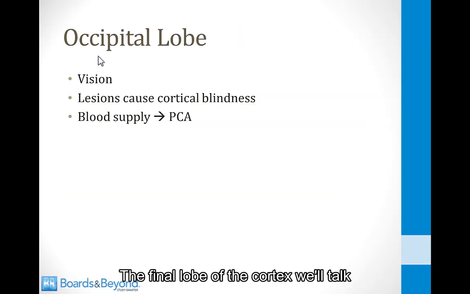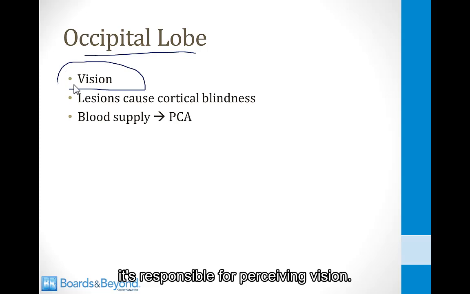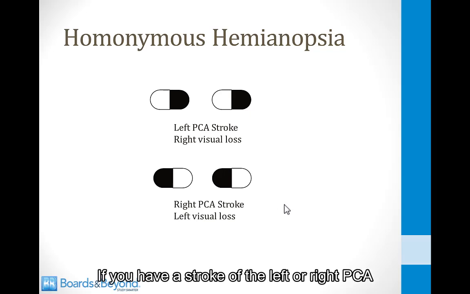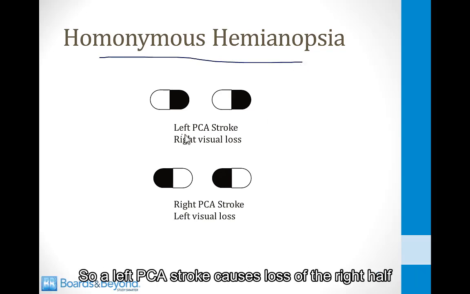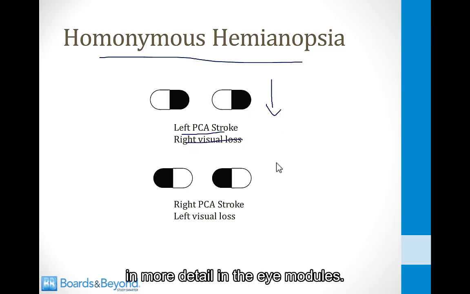The final lobe of the cortex we'll talk about is the occipital lobe, and the most important thing to know about the occipital lobe is that it's responsible for perceiving vision. Lesions here cause cortical blindness, and it gets its blood supply from the posterior cerebral artery, and PCA strokes often cause blindness. If you have a stroke of the left or right PCA, you get a visual field defect called homonymous hemianopsia. So a left PCA stroke causes loss of the right half of the visual fields, and I talk about this in more detail in the eye modules.